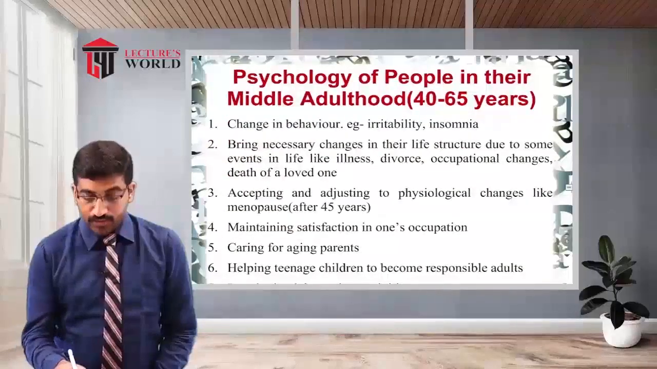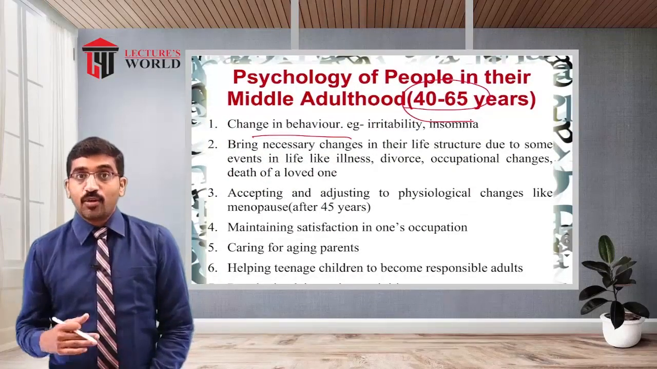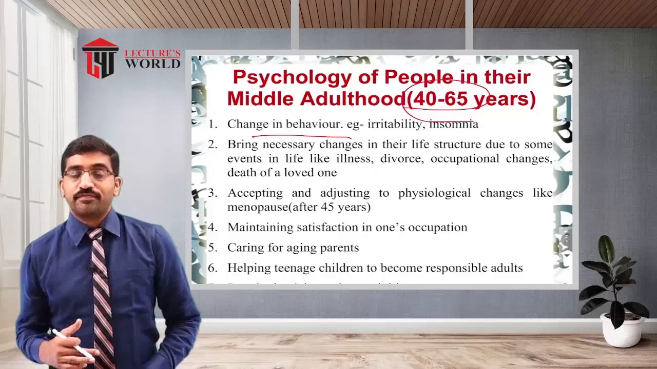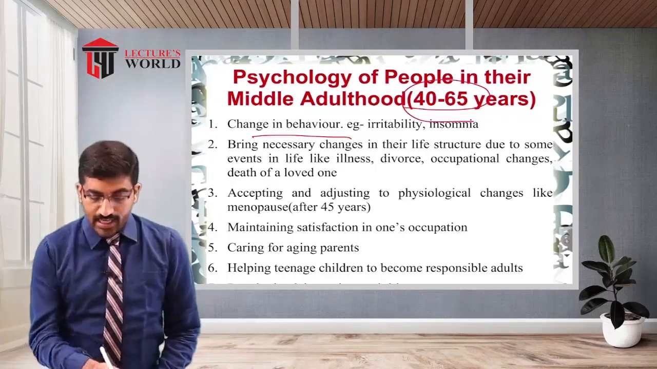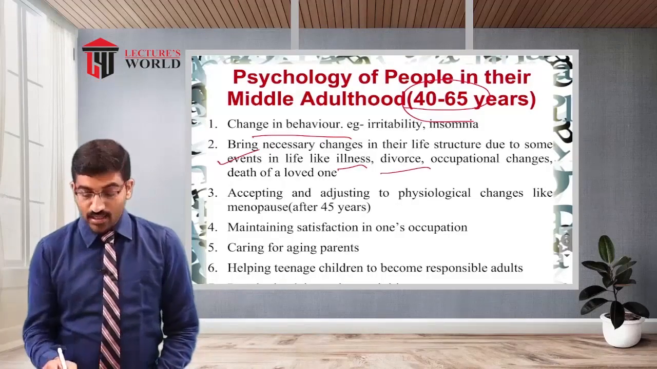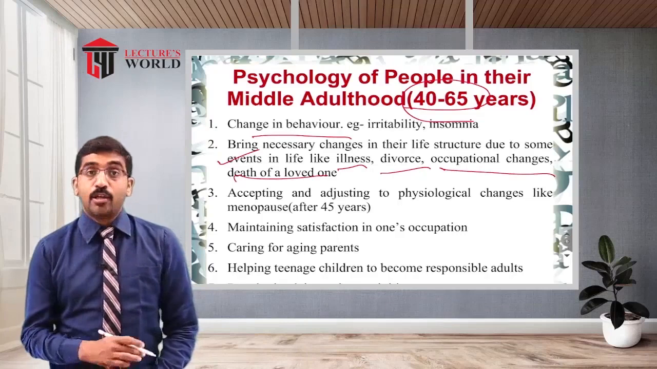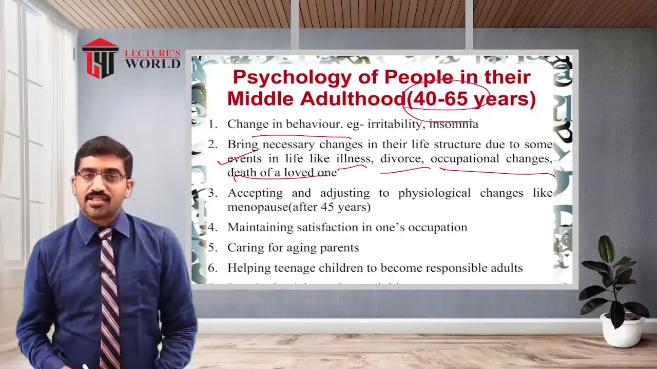Then middle adulthood, 40 to 65 years, because their behavior starts changing. They are going to become old age. So they are feeling that I am going to become old, I cannot do anything in my old age. There are many changes, maybe some illness, some may get divorced, occupational problems, some people may lose their loved ones. So such people will have some restructured issues.